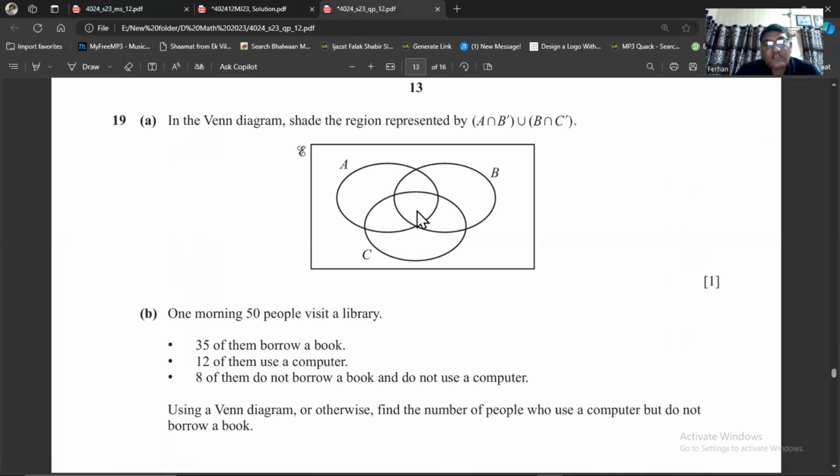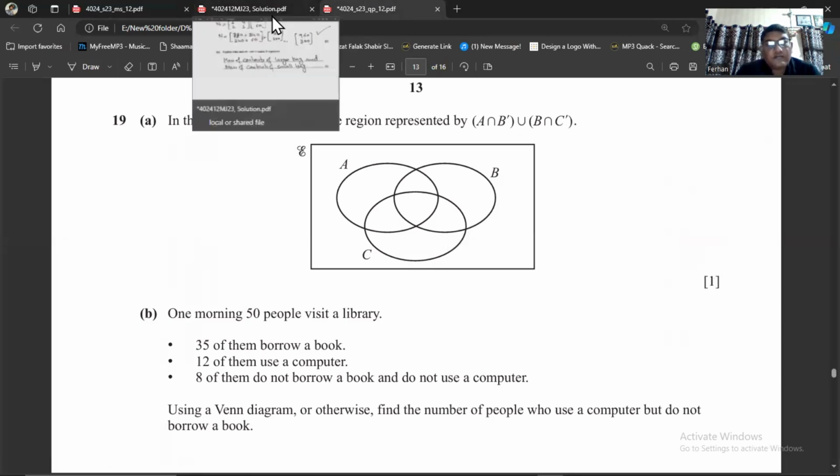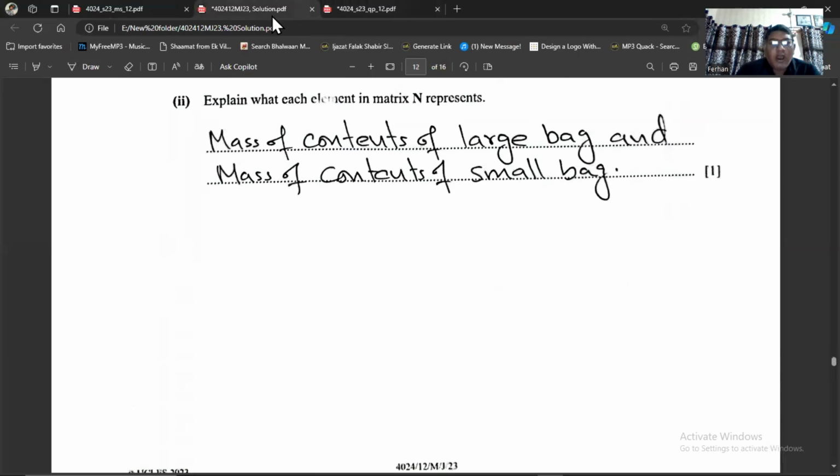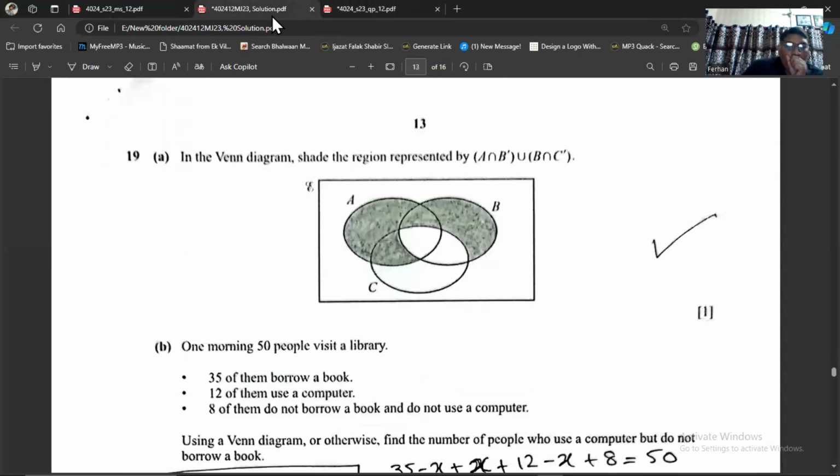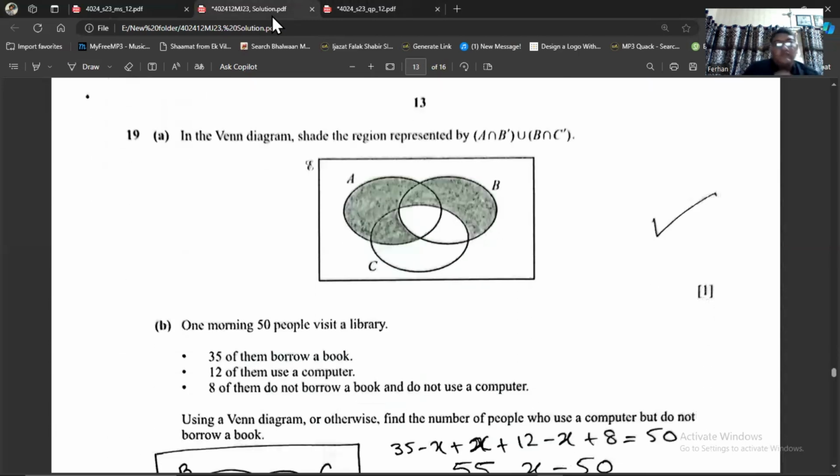So I will shade this region and this region. So the common portion between, you have to remain outside the B and common portion with the A, that is this portion. And then you have to remain outside the C and the common portion with the B. And so you have to take the union. So this is that shape.